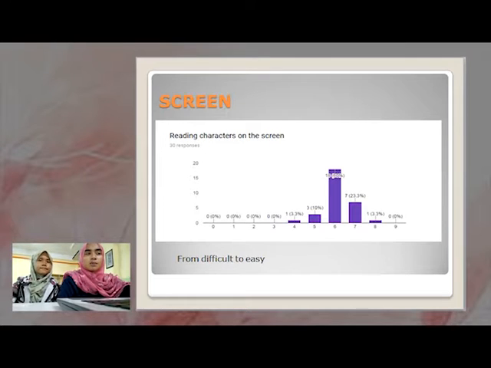Next, the question is about the screen. We asked about reading characters on the screen. The scale is from difficult to easy, from 0 until 9. The respondents chose from 4 until 8, and most chose 6, so we can conclude that the characters on the screen are easy to use for users.